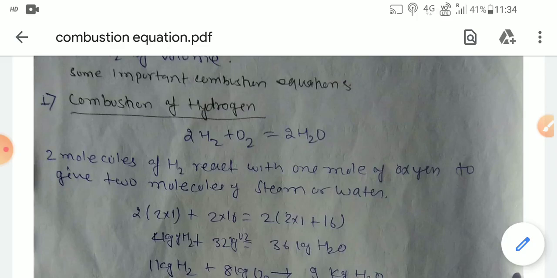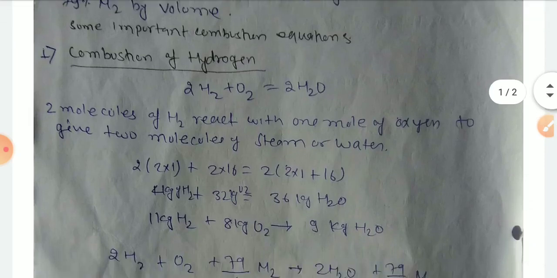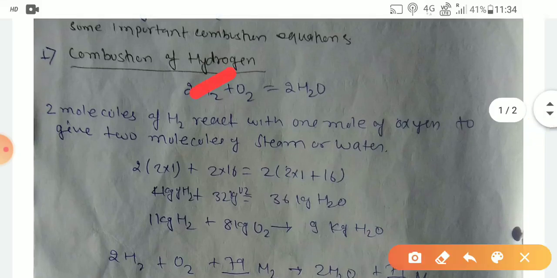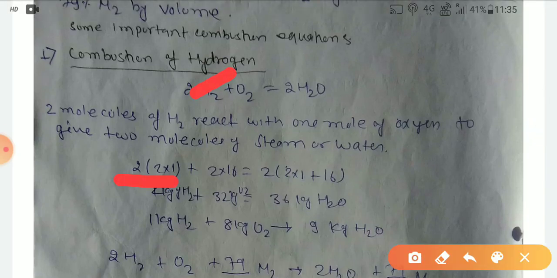But I am going to write it on the basis of mass. Here is 2 moles of hydrogen, and the molecular weight of hydrogen is 2, so you can write 2 into 2. That means the total is 4 kg of hydrogen on the basis of mass. And here is oxygen, 1 mole, and the molecular weight of oxygen is 32. So that is 32 kg.